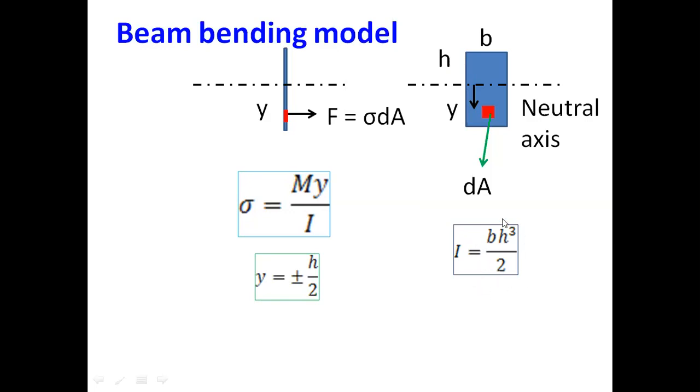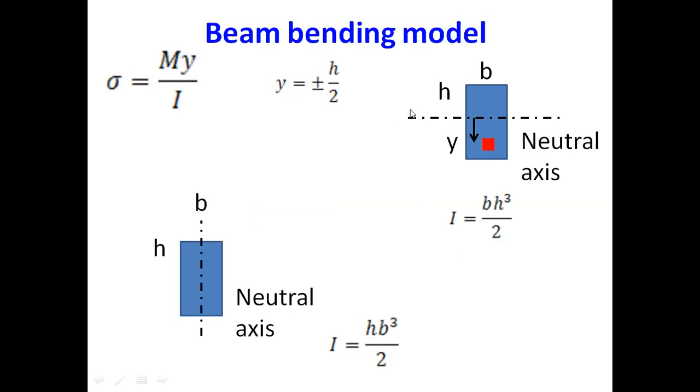The mathematical model for I depends upon the cross section. If the cross section is rectangular, this would be the mathematical model for I. If the cross section is circular, the mathematical model is different. I will show you in the coming slide. It also depends upon in which dimension the neutral axis is passing. For example, here we just discussed that if the neutral axis passes through the height of the beam, then the equation for the second moment of area is b h cubed by 12.